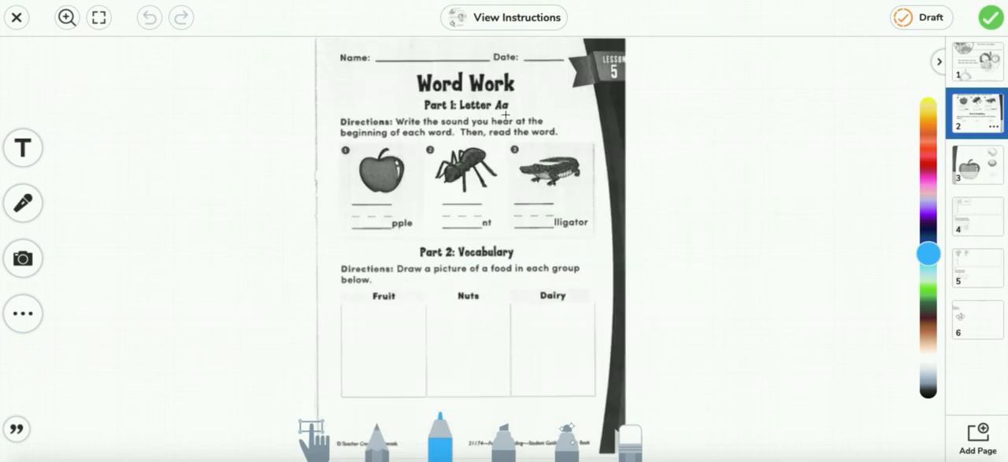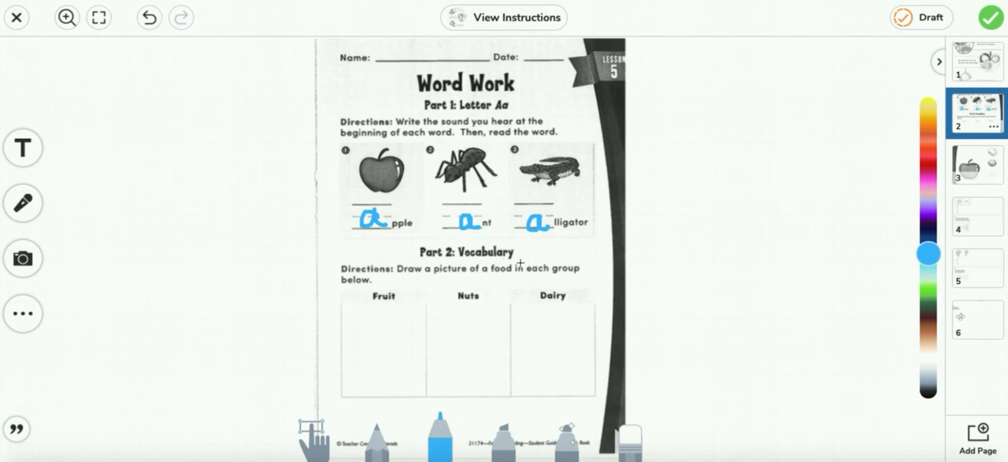Word work, part 1, letter A. So you're going to write the sound you hear at the beginning of each word, then read the word. What is this? Apple. What is the beginning sound? Ah. So go ahead and write the letter that makes the A sound. A. Next we have a picture of an ant. Ah. So we'll draw the letter A. What do we have here? Alligator. The letter A makes the A sound.